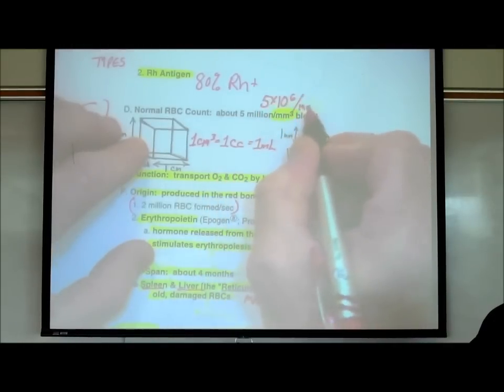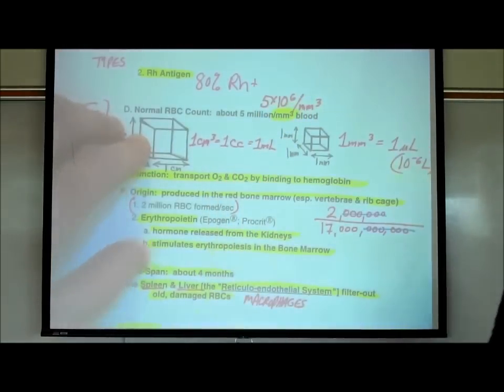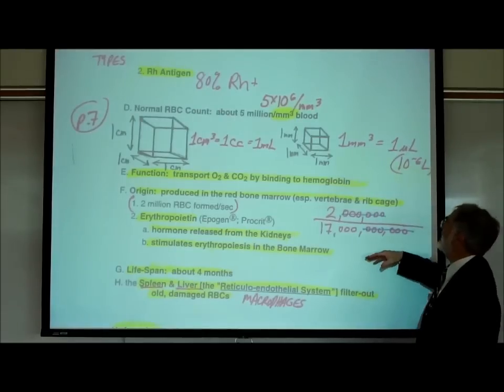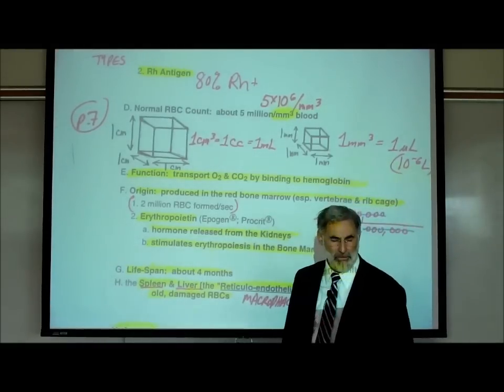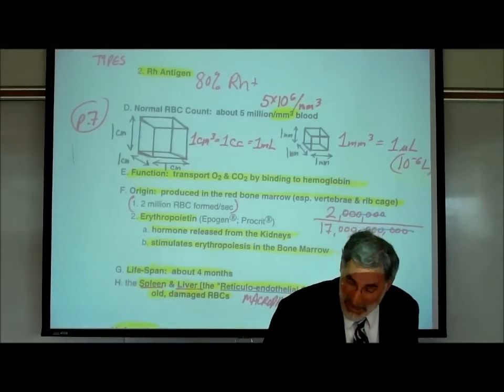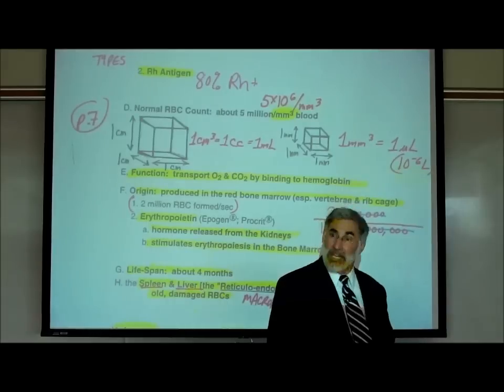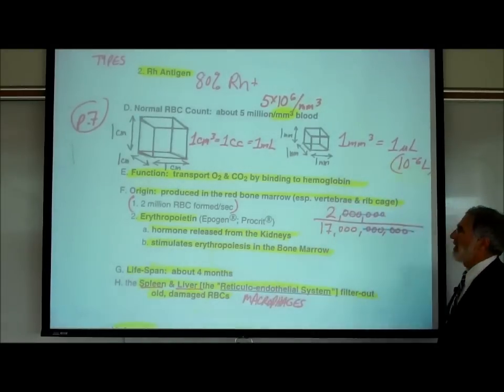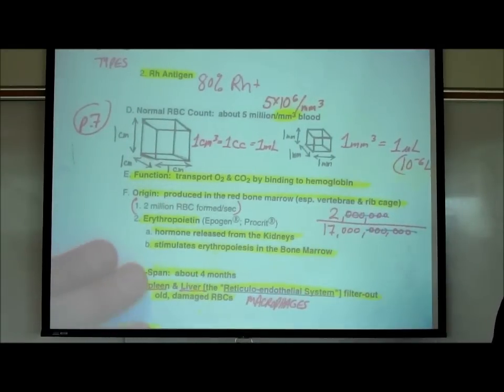per cubic millimeter. And if somebody has a significantly lower number of red blood cells than is normal, then we say they are anemic. They don't have the normal number of red blood cells to carry oxygen in the blood.